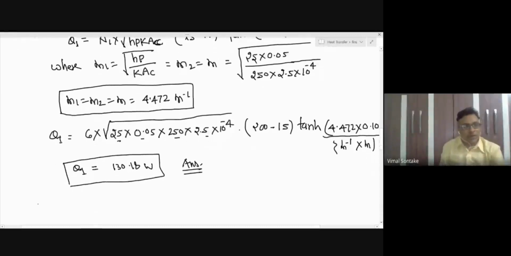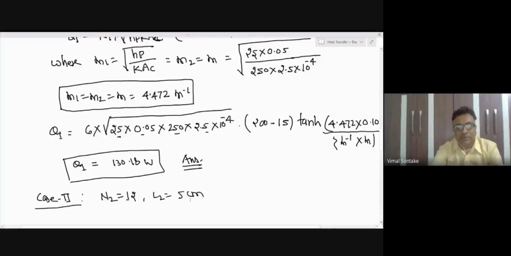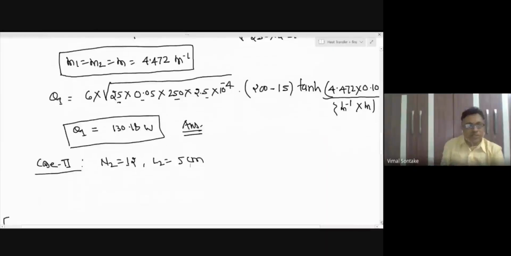Then let us do it for case 2. In case 2, we have increased the number of fins from 6 to 12, but at the same time we have reduced their length. So let us calculate Q2.